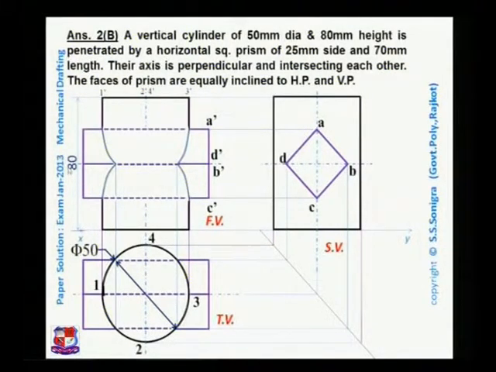Insert the dimensions at least once. Height is 80, diameter is 50. Here also you can insert the dimension, that is a square of 25 mm. This is the solution of the given problem. It carries 7 marks, so 2 plus 2 plus 2, 6 marks are there, and 1 mark for proper naming of the points and views would be the distribution of this question.